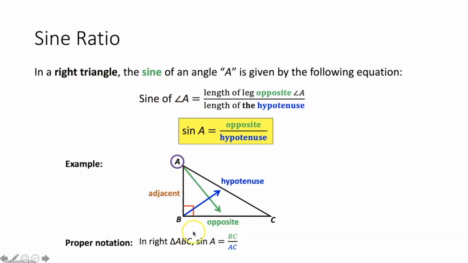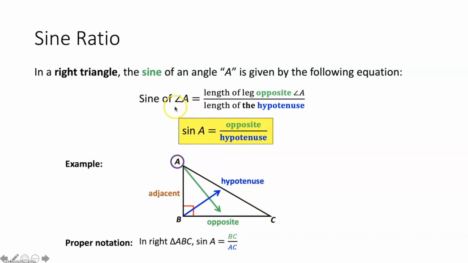Next, let's look at this in terms of our example down here, right triangle ABC. So angle A right here, if we want to determine the sine ratio for angle A, it's going to be equal to the length of the leg opposite angle A. So which leg is opposite angle A? That would be segment BC over here. So we're going to have the measure of segment BC over the length of the hypotenuse. Remember, the hypotenuse is the side that's always opposite the 90-degree angle. So in this case, that would be segment AC.